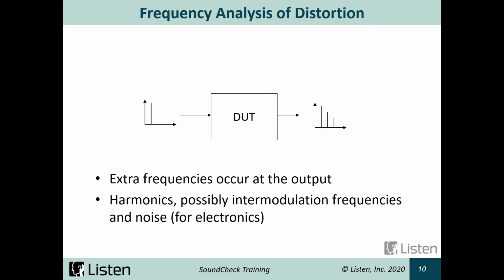If I put in 100 hertz, if my device was perfectly linear, on the output, I would get 100 hertz. But most devices will give us other frequencies on the output. This can be harmonics, possibly intermodulation frequencies, noise, a lot of different things. So we can try and measure on the output what's coming out and try and have that tell us things about our device under test.